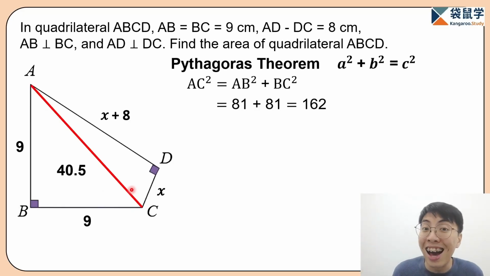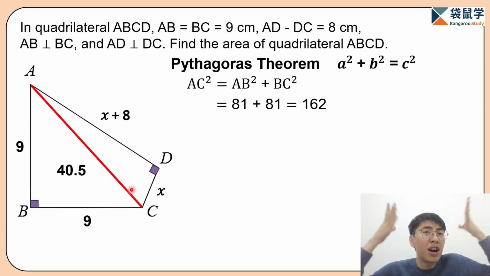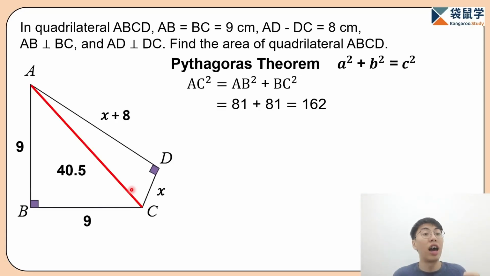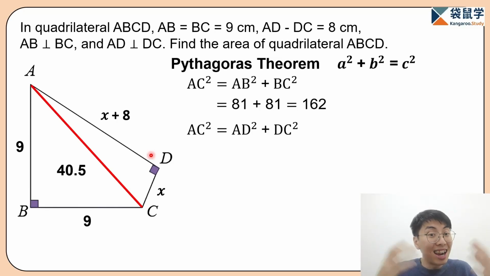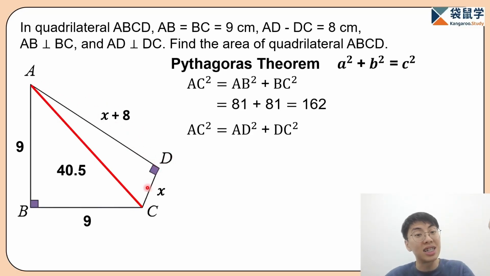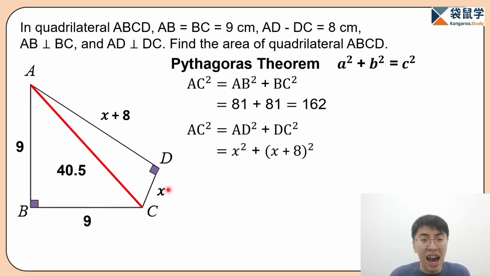Now, what is next? We see that we have another right angle triangle, which is CD and AD, of course. So with that, what can I write now? Again, I can write down that AC squared is equals to AD squared plus DC squared. And this should give us x squared plus (x plus 8) squared.